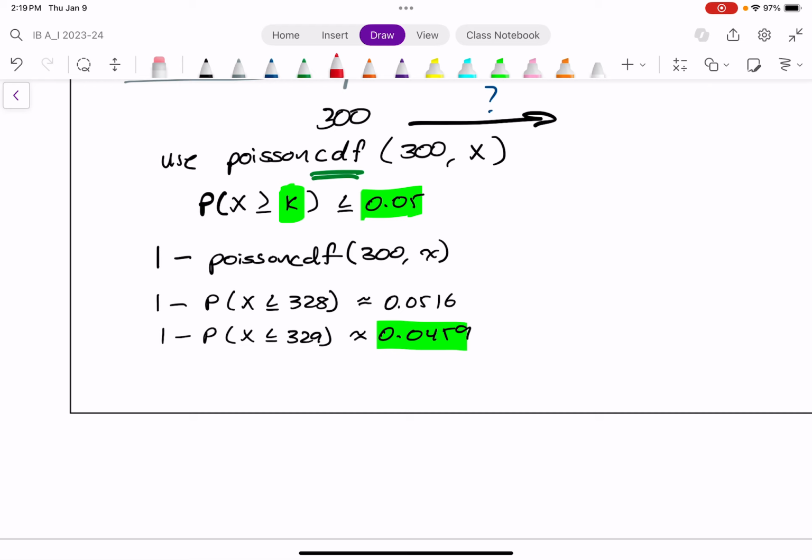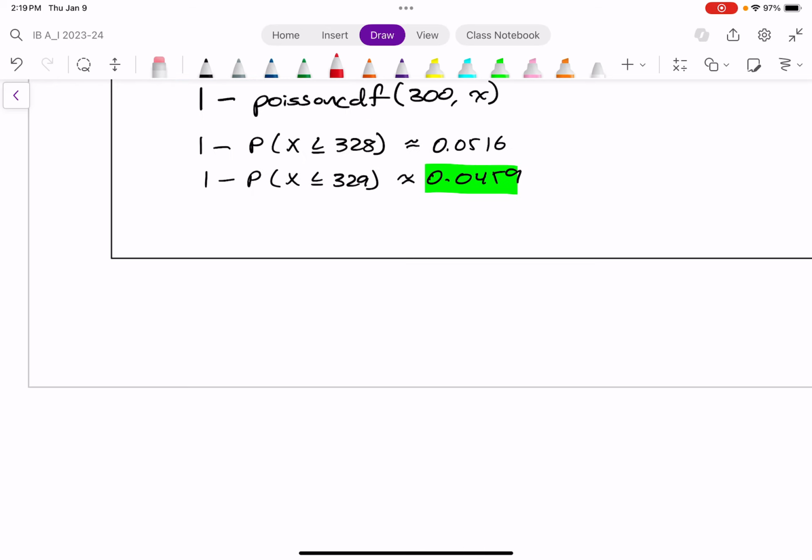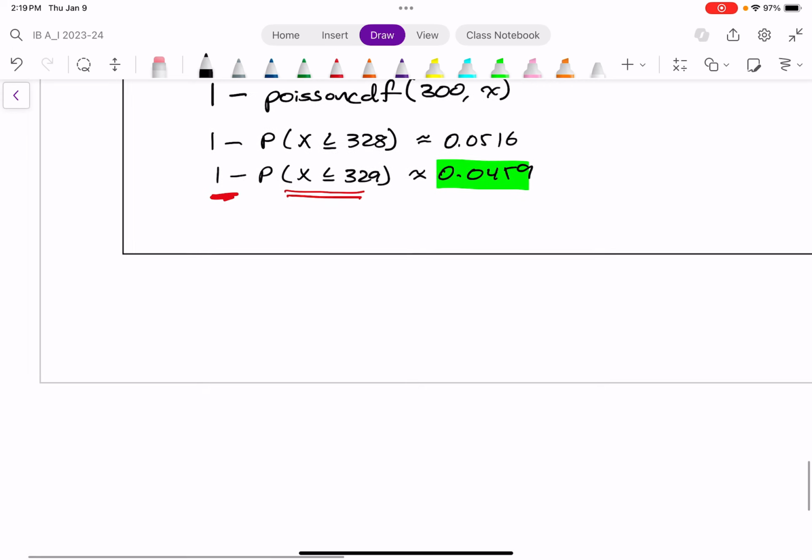But remember, I want to think about where x is greater than or equal to some value. I found where 1 minus the probability of x is less than or equal to 329. So what does that mean? Well, remember, being less than or equal to 329 means 329, 328, 327, all the way down. But 1 minus that means everything else. So that means everything that is not 329, 328, and everything below, which means this is equivalent to the probability of x being greater than or equal to 330.